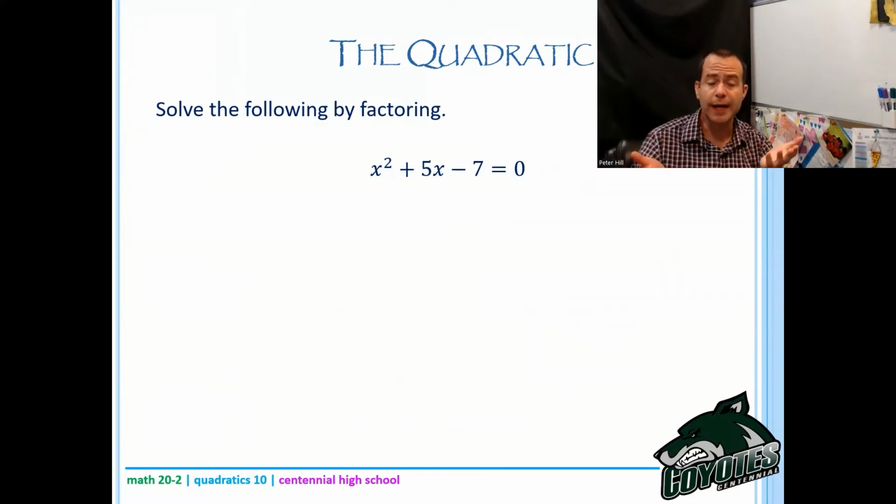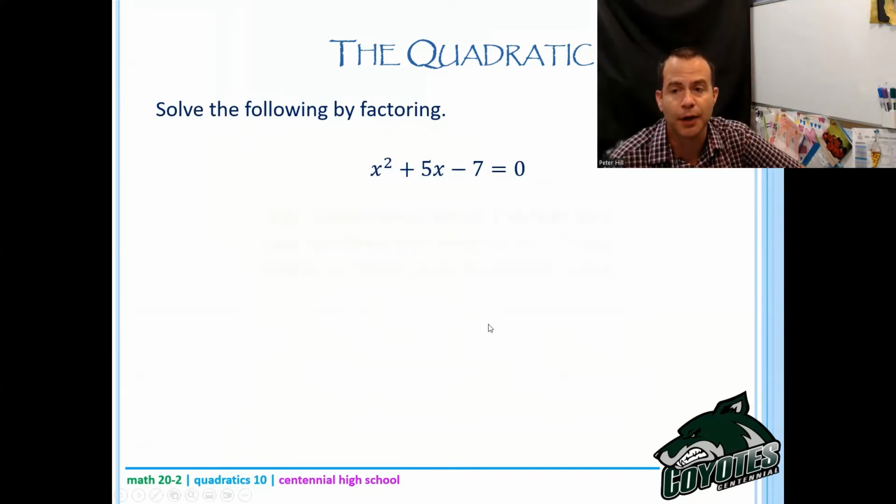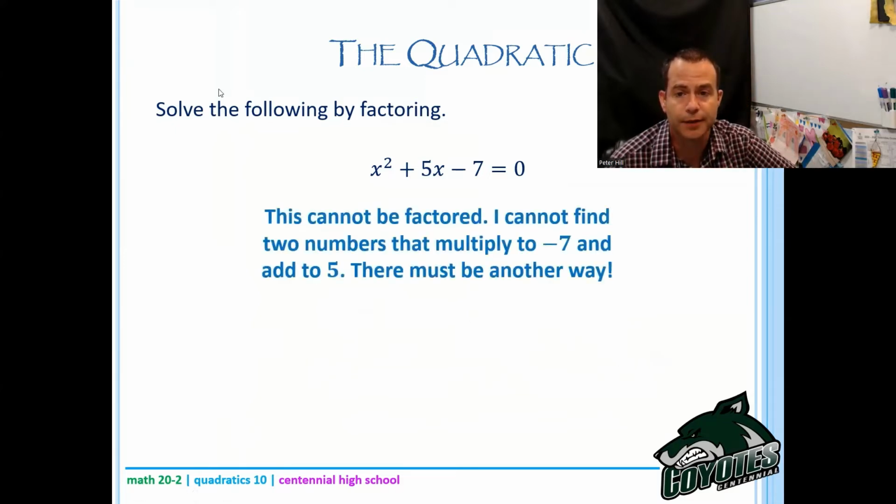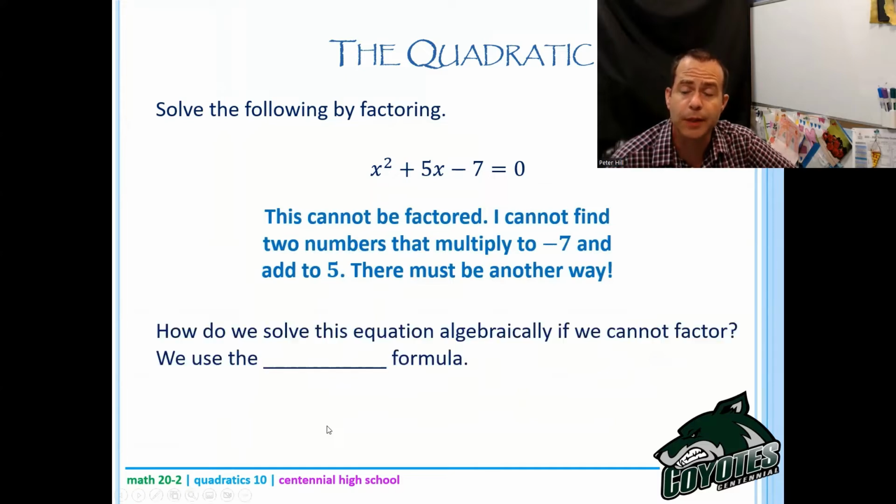Okay, the only way I can multiply to 7 is a 1 and a 7. No matter who's negative and who's positive, there's no way I'm going to get a 5 out of that. So factoring doesn't work for this question. We need some other way to deal with this. And when we need another way, we turn to something called the quadratic formula.